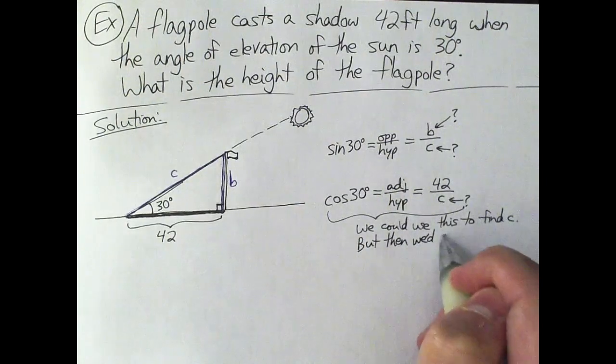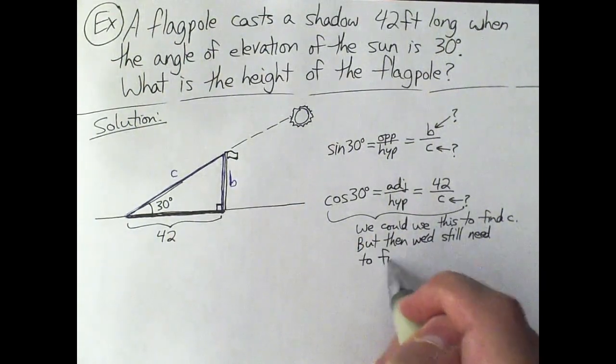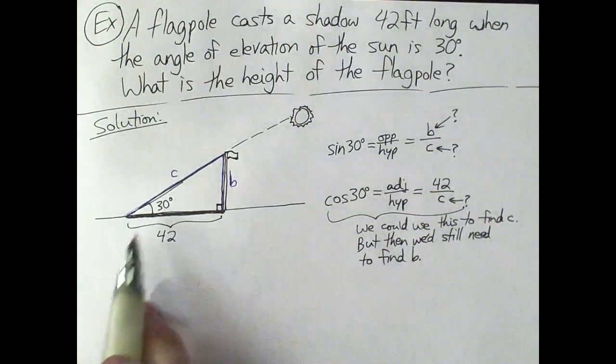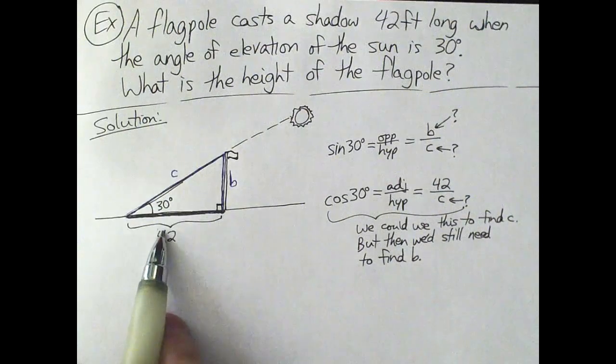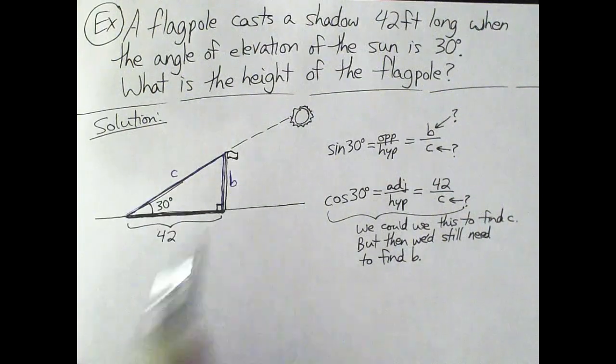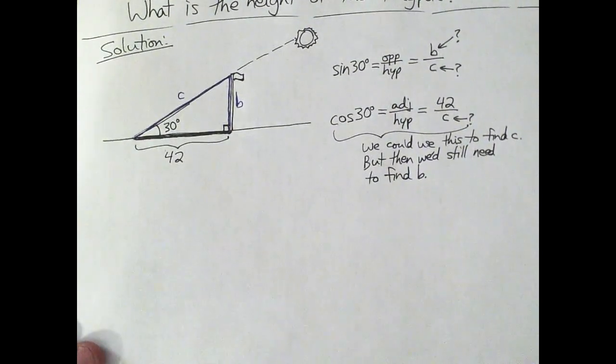So then we'd still need to find B. And maybe we could do that, actually. If you find C, then you would have two of the side lengths, and then you could use the Pythagorean theorem to help you find the third. So that is one option. But I'm going to show you another option that I think is better for this problem.